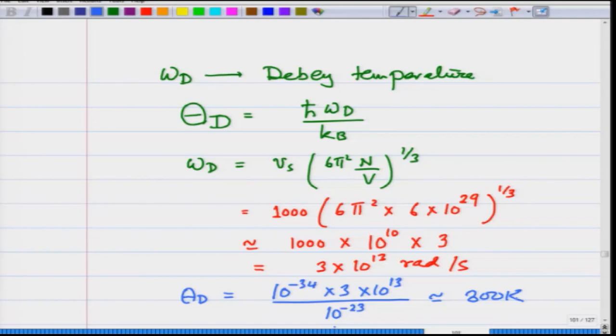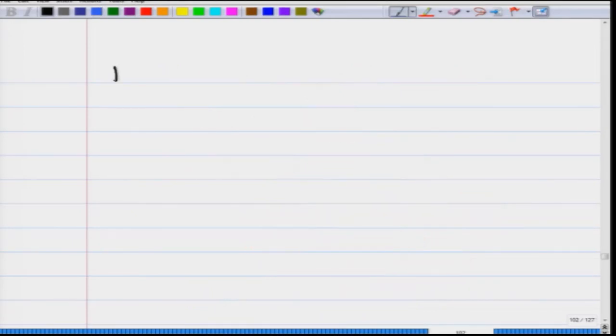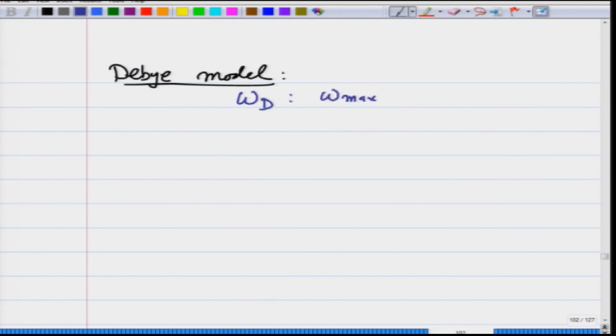So, let me collect all this and tell you that in Debye model, I have omega d, which is the omega max up to which all the modes are exhausted.